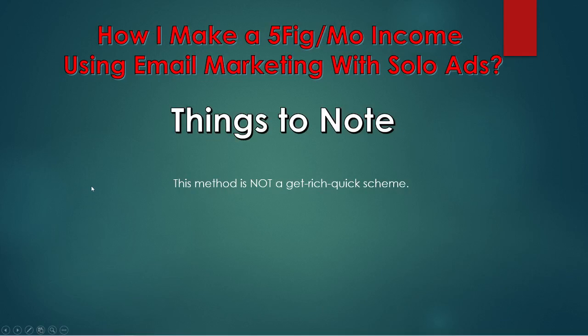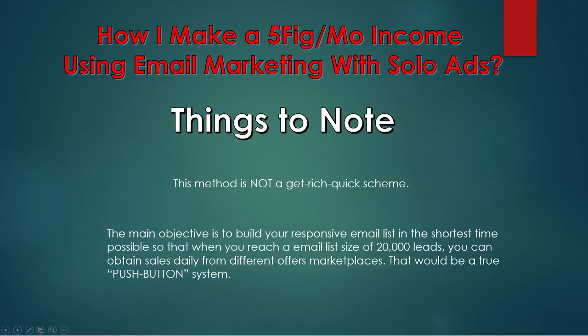Like what I mentioned just now, the main objective is to build up a responsive email list in the shortest time possible, so that when you reach an email list size of at least 20,000 leads, you can obtain sales daily. This is the statistic that I've witnessed with my own eyes, obtaining sales daily from different offer marketplaces. Which means to say, you don't have to just promote CPA. Once you have a list size of 20,000, you can promote literally anything under the sun so long as it's related to making money online.